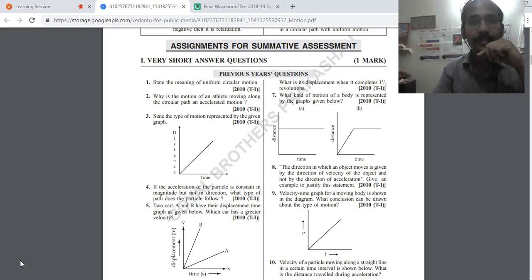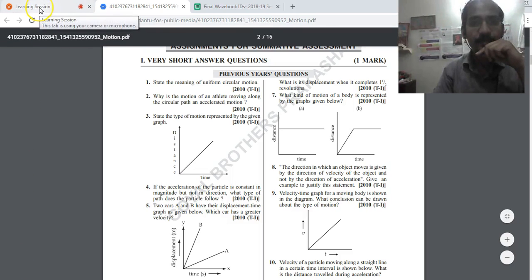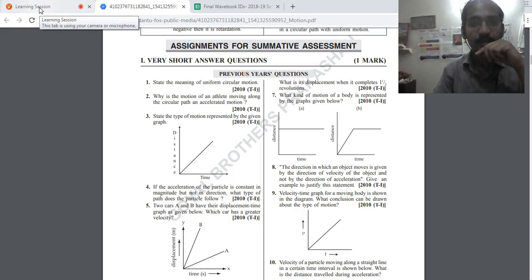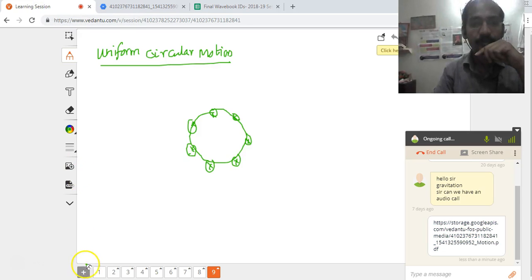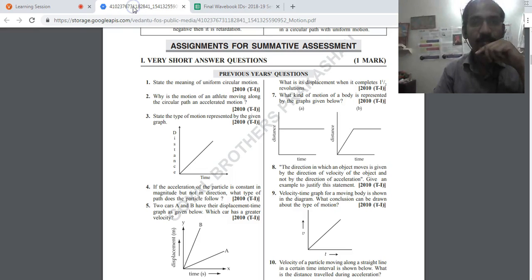State the meaning of uniform circular motion. Can you say? If an object travels equal distances in equal intervals of time circularly, then it is uniform circular motion. Very good.